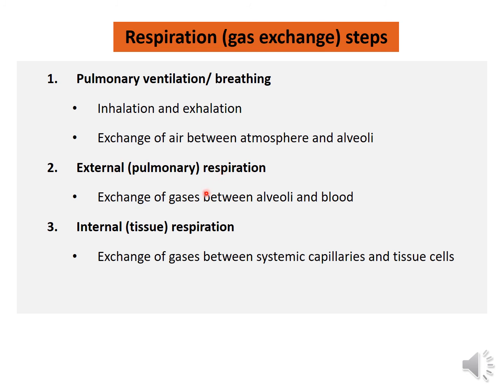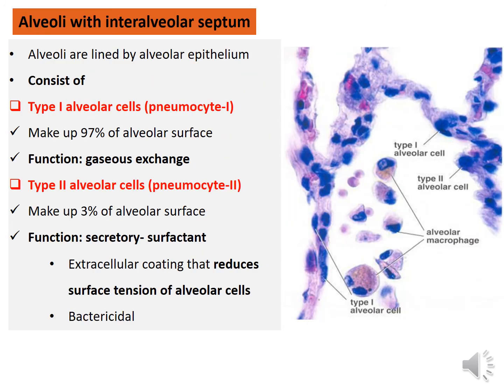Pulmonary respiration or external respiration. Here you can see the exchange of gases between the alveoli and blood. The final step is the internal respiration or tissue respiration. The exchange of gases takes place here between systemic capillaries and tissue cells.